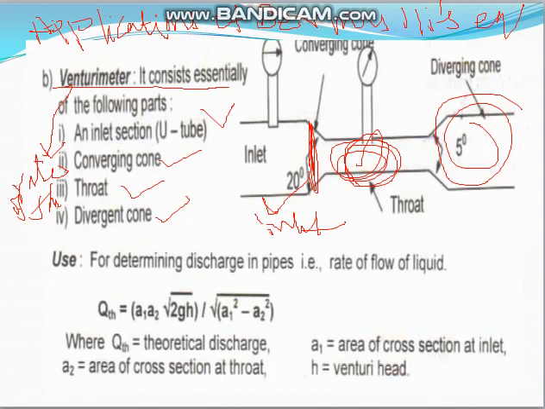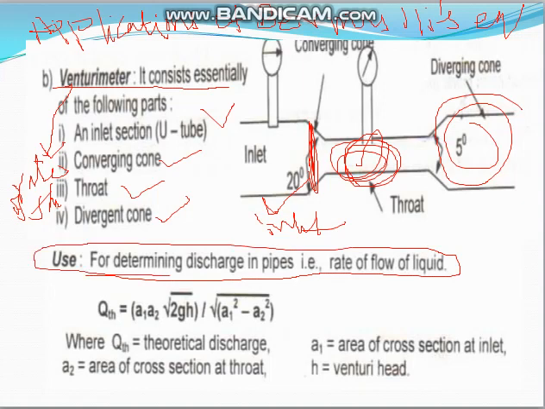So this venturimeter is used for measuring the discharge in the pipes. That is nothing but the rate of flow of liquid. This is very important. Venturimeter is used for determining the discharge in pipes. This is the rate of flow of liquid.